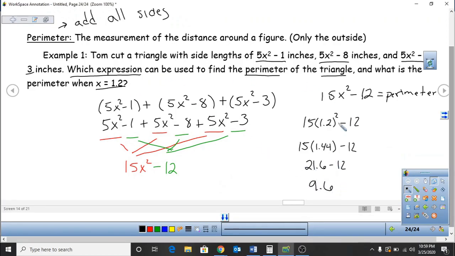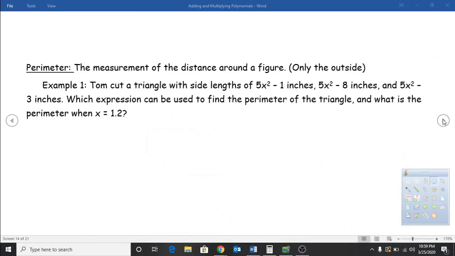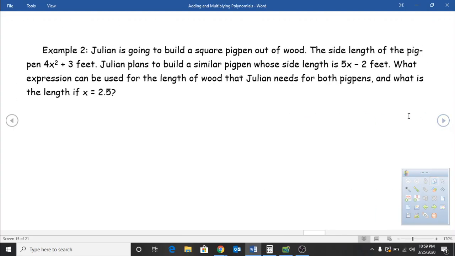So if the x was equal to 1.2, we would just get 9.6. Now don't forget your units, this was talking about inches, so it must be 9.6 inches. And that would be the perimeter of this triangle if x was equal to 1.2. All right, but notice how I applied adding polynomials here, all right? We'll look at another perimeter example, okay?